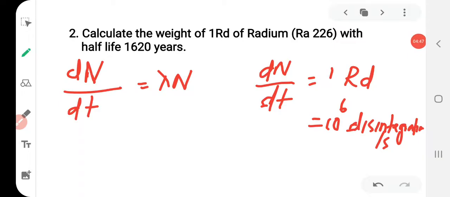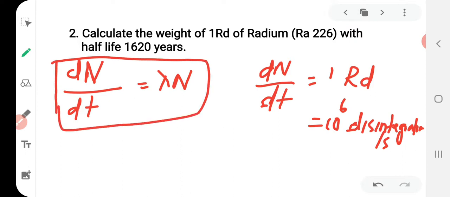Second question: calculate the weight of 1 Rutherford of radium with atomic weight 226 and half-life 1620 years. From the formula we know dN by dt is lambda N, and dN by dt is the activity. It is given as 1 Rutherford. Converting into SI unit, we get 10 raised to 6 disintegrations per second.